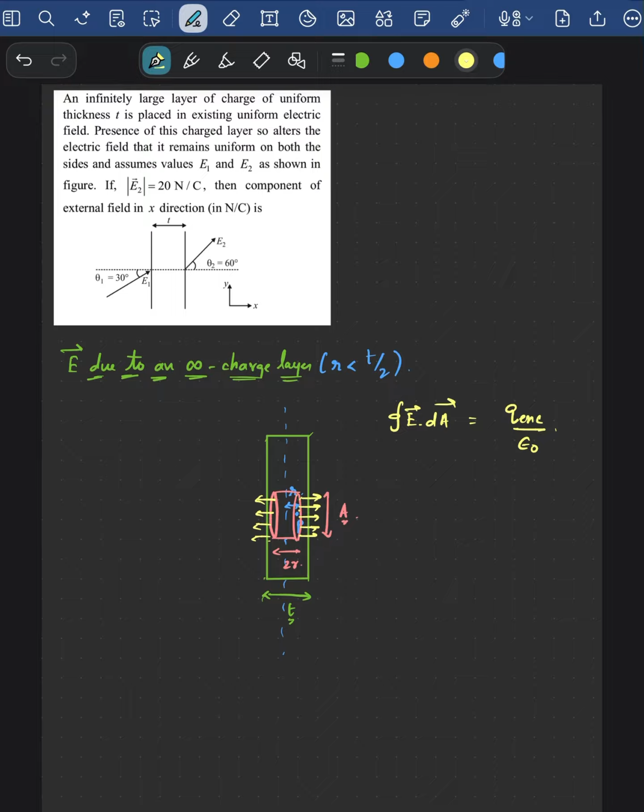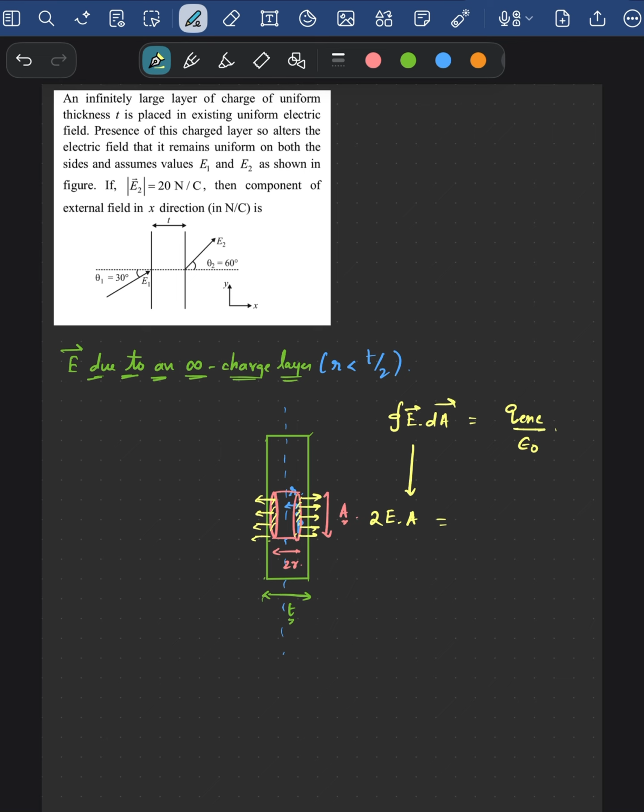So I won't have any flux through the curved surface area. I'll only have flux through the base areas. So this integral E bar dot dA bar will just become equal to E into A over this surface, and E into A over this surface. So this value will become equal to 2E into A, and that will now be equal to charge enclosed divided by epsilon naught. How much charge do I have enclosed?